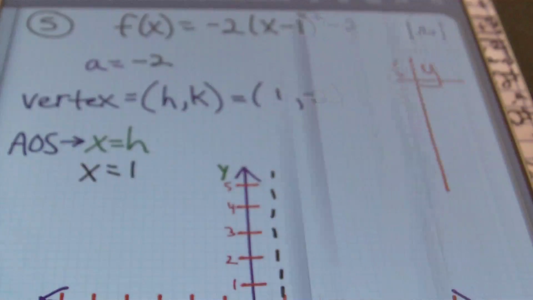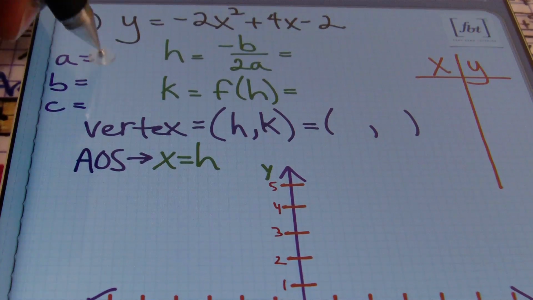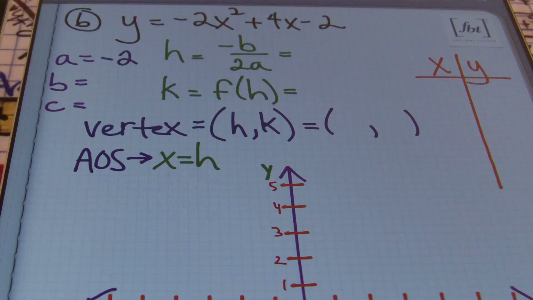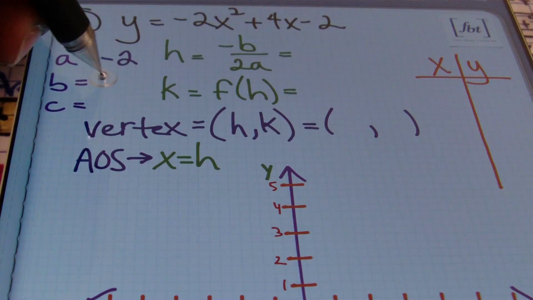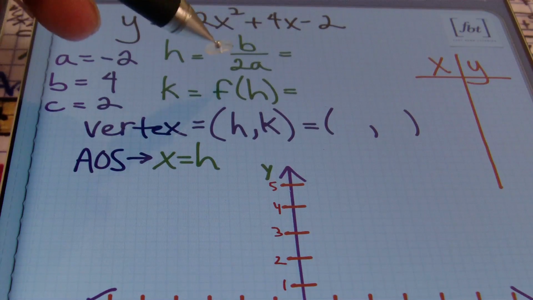Okay, coming up next. In problem number 6, we have y equals -2x squared plus 4x minus 2. The first thing that stands out to me in this problem is that a is negative. So I know that I'm going to end up with a parabola, a U shape that points down. The b value here is going to be 4, and my c value is -2. Because it's in standard form here, I'm going to go ahead and utilize this formula for finding the vertex. So remember that h equals -b divided by 2a.